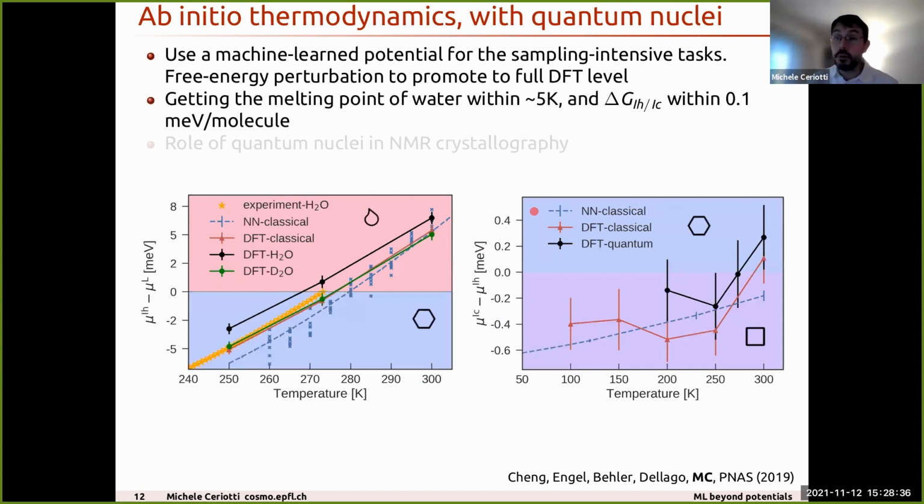And basically using a combination of machine learning models and thermodynamic sampling, without any fitting parameter, we can get the melting point of water within 5 Kelvin. We get the difference between the melting point of H2O and D2O, and we get the difference in free energy between cubic and hexagonal ice that are incredibly close. So this is really, really challenging calculations.